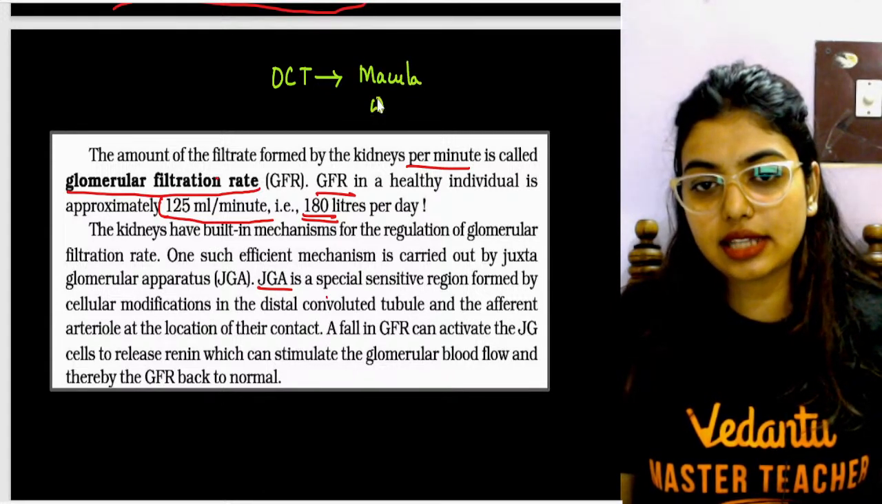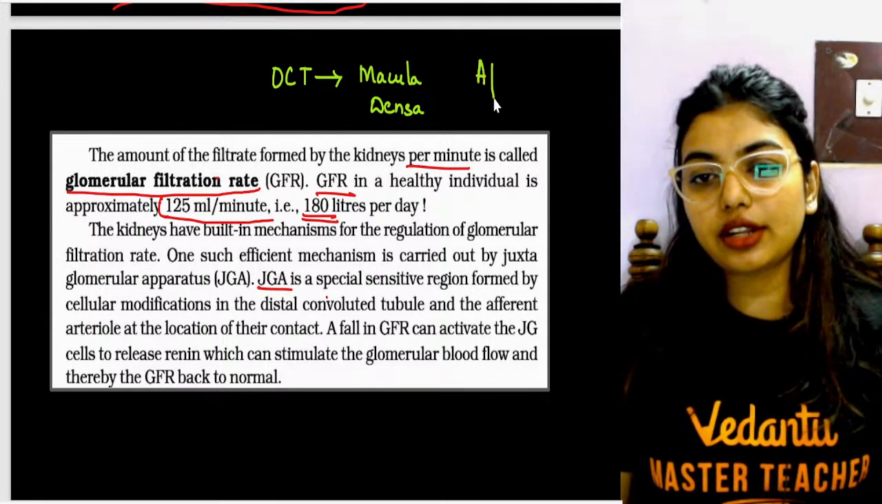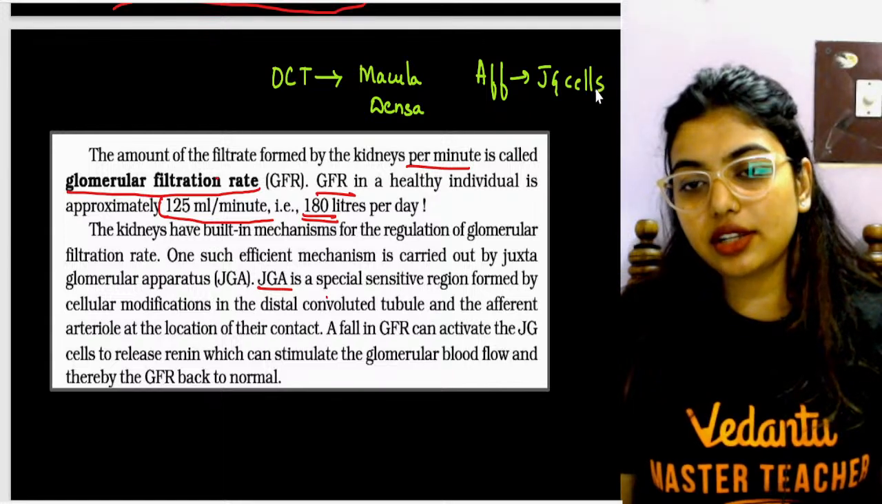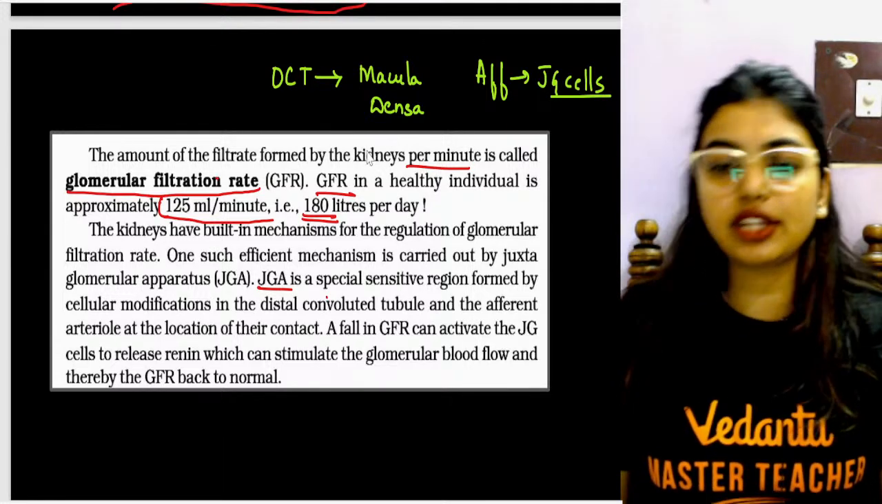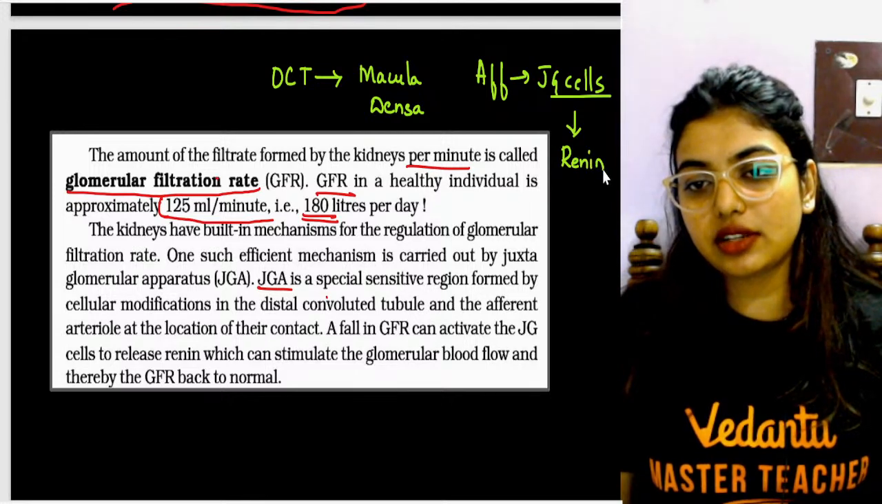Again, it's a sensor cell that will identify that GFR is an issue. And the afferent arterioles, what is going to happen, students? They are going to form JG cells. Afferent arterioles will modify to form JG cells. Very good. And these JG cells will release renin.